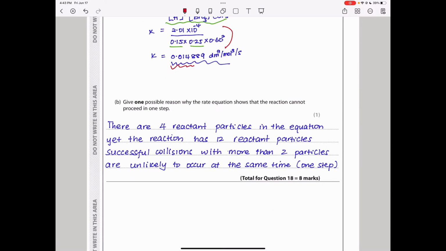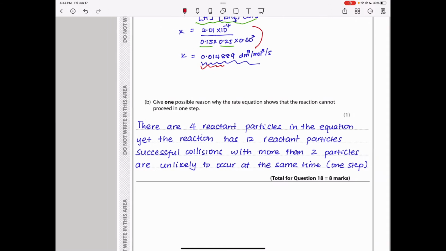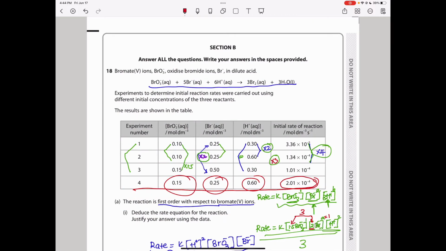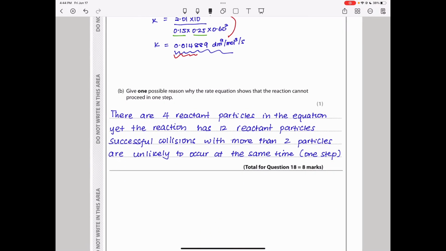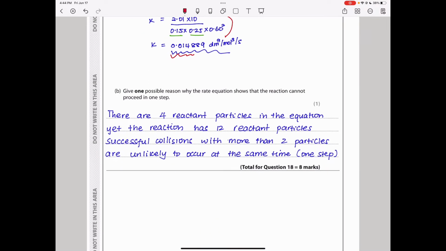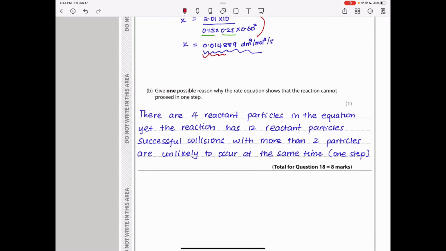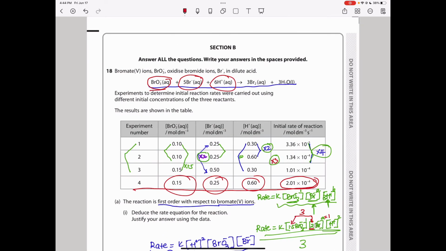Part B says, give one possible reason why the rate equation shows the reaction cannot proceed in one step. If we go back, sorry, let me take you back here. Here, when we go back, actually, we have this reactant, and that reactant. So here we have many reactant particles. When you count them, they're going to be 1 bromate, 5 bromide, and 6 H+. If you consider this, it is going to be a total of 12 reactant particles.